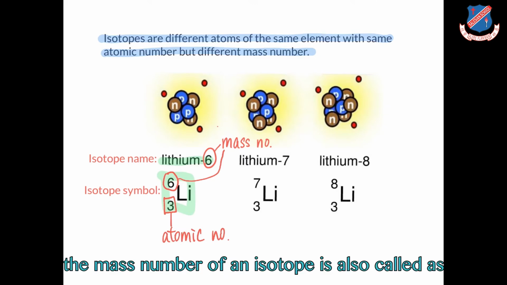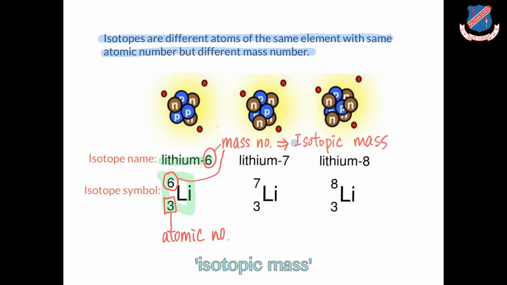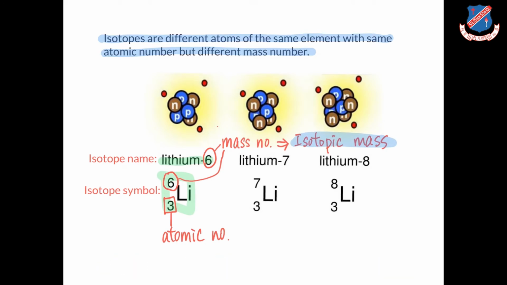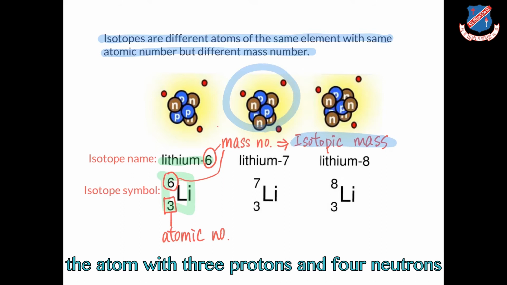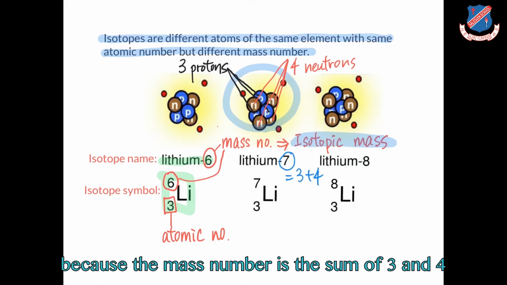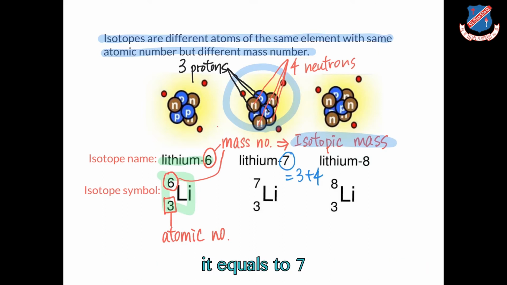The mass number of an isotope is also called the isotopic mass. It is the sum of the number of neutrons and the number of protons. For example, the atom with 3 protons and 4 neutrons is lithium-7, because the mass number is the sum of 3 and 4, which equals 7.